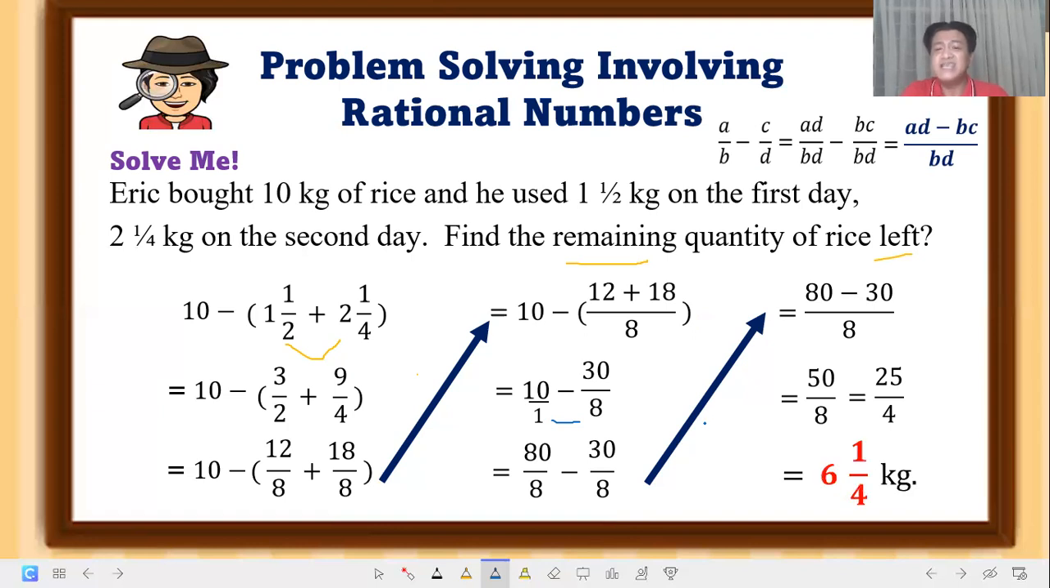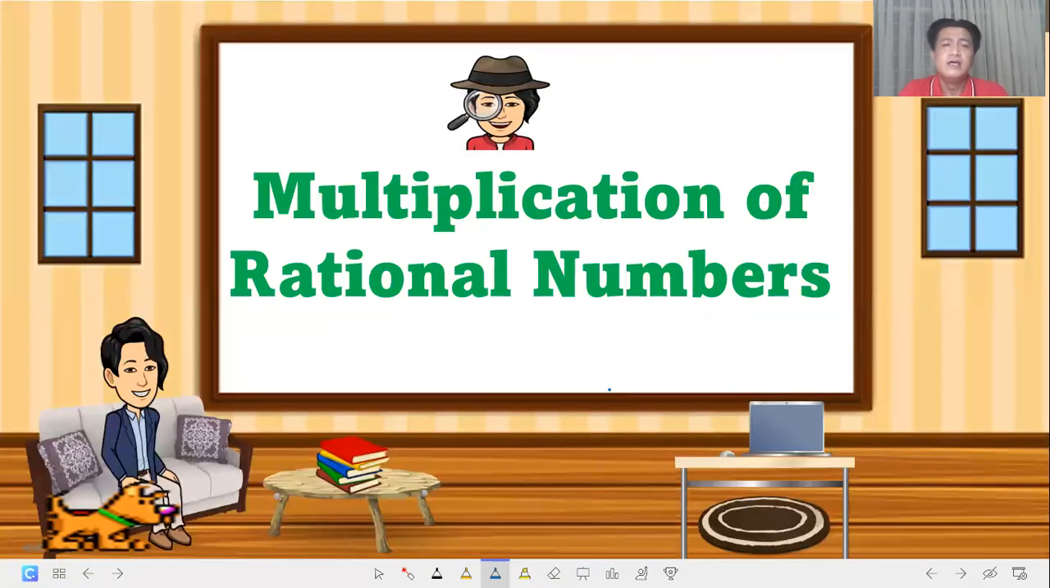Okay, that is 6 and 1/4 kilograms. So marami pang bigas na naiwan, no? Okay, so with that, let's proceed now to multiplication of rational numbers.